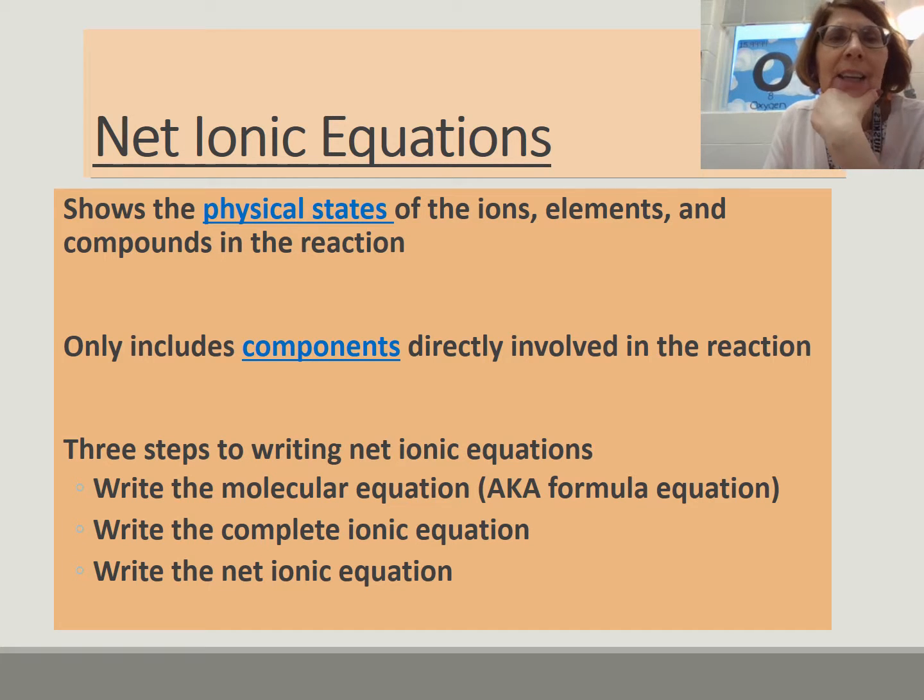So net ionic shows the physical state of the ions, elements, and compounds in the reaction. It only includes components directly involved in the reaction, which means the ones that make the solid. So when we're doing this, we're going to write the molecular, which is our formula equation, and balance it. Then we're going to do the complete ionic, separating the ions, and then we're going to write the net ionic.